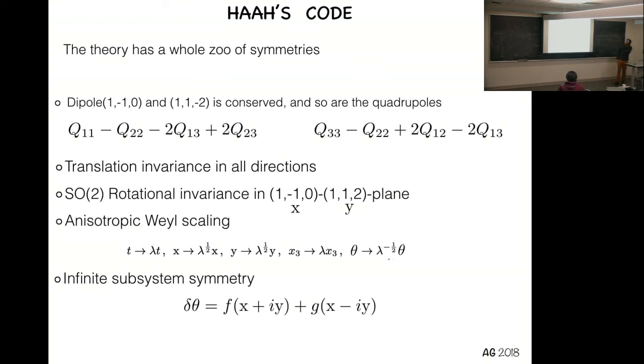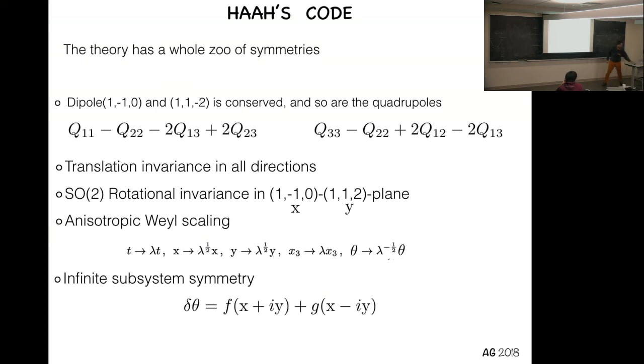The Haah model works in such a way that there is translational invariance in all directions, but rotational invariance is not SO(3), it's only SO(2), and it's SO(2) in this plane, (1, -1, 0) and (1, 1, 2). Now, it's not just translational and rotational symmetry, you also have anisotropic scaling. It's scale invariant, but it's not even Lifshitz. Time, space, and some other space coordinate all scale in different ways. So it's like Lifshitz.